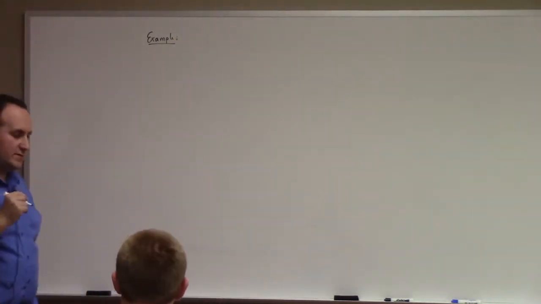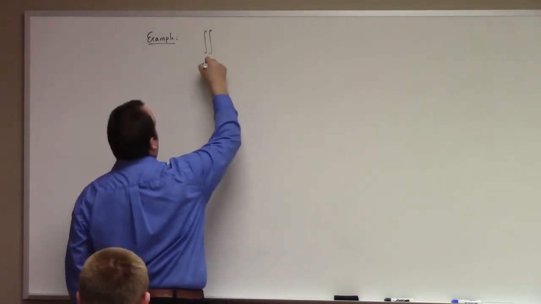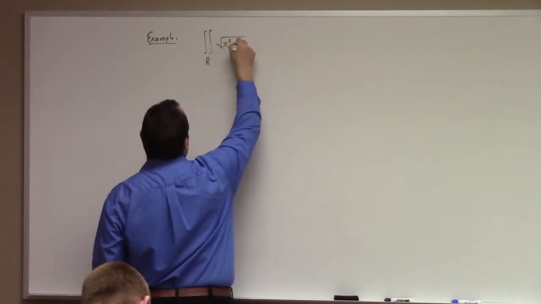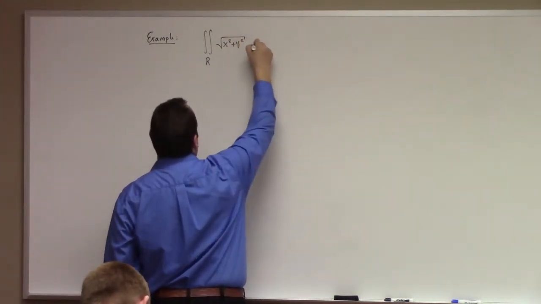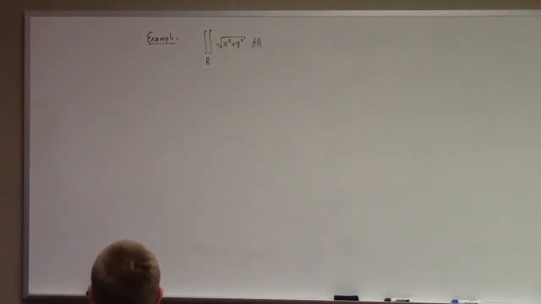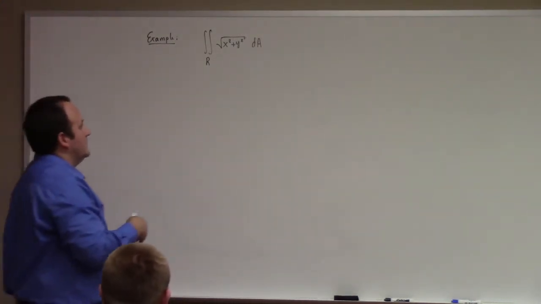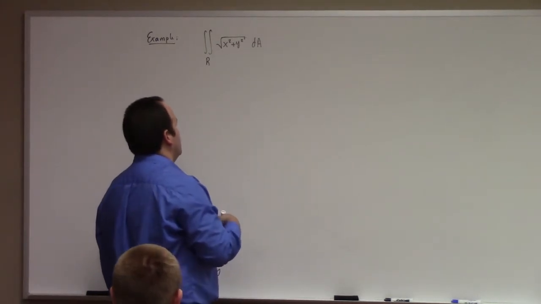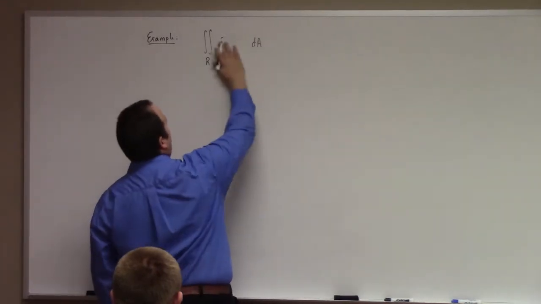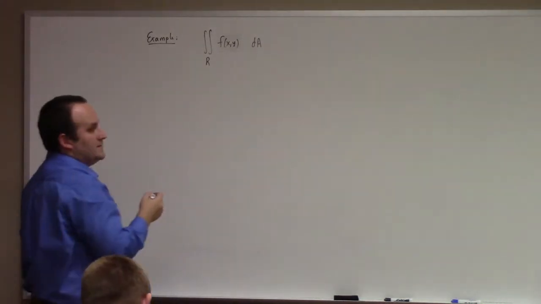Suppose you wanted to integrate over some region R the square root of x squared plus y squared dA. Forget this. It could be that, but let's just think of a function of x, y. But suppose the region looks something like this.